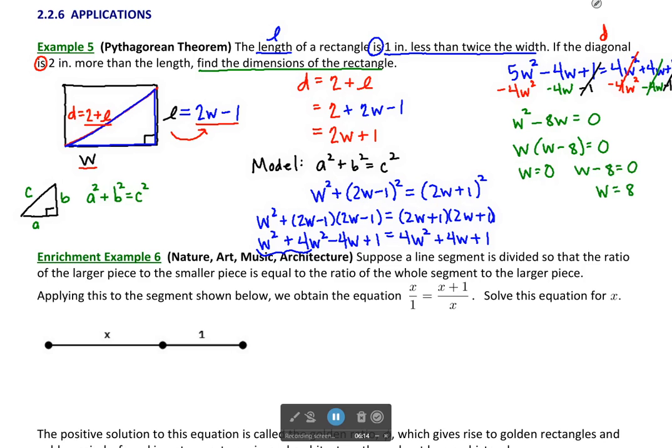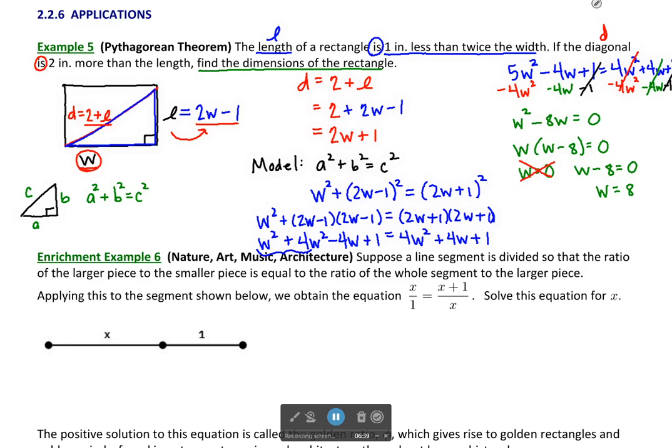Now let's consider that first solution, w equals 0. Remember, that represents the width of the rectangle. If the width is 0, we have just annihilated our rectangle. So even though 0 is a solution to our quadratic equation, it's not a feasible solution for our real-life application. So the only answer that we should consider here is w equal to 8.